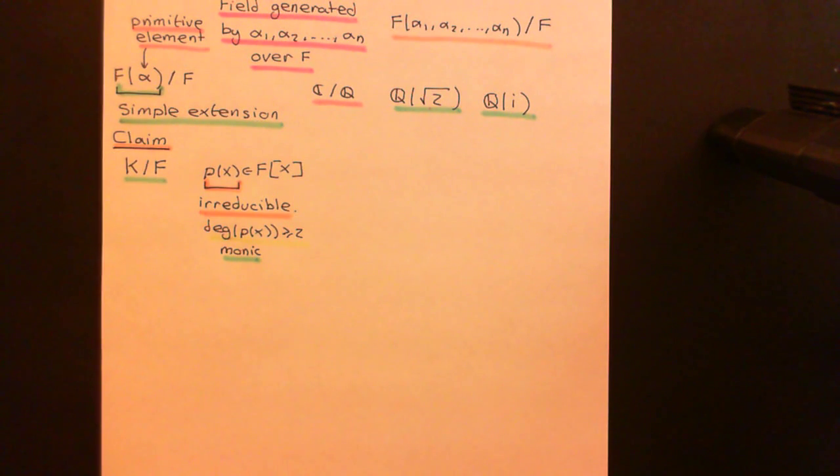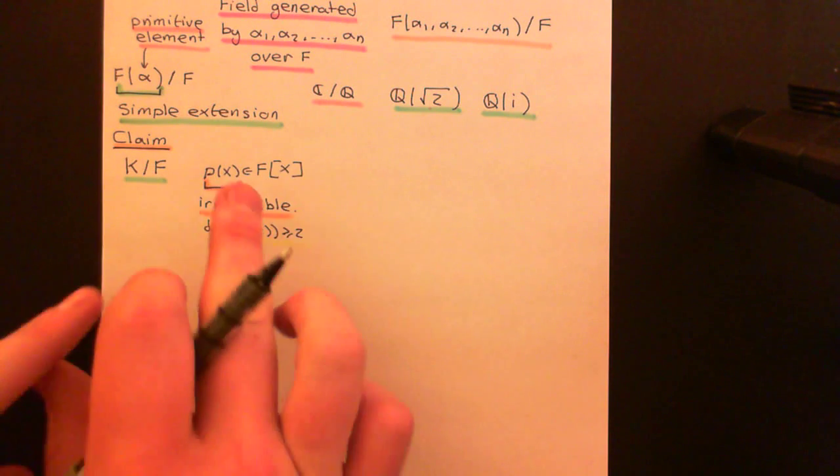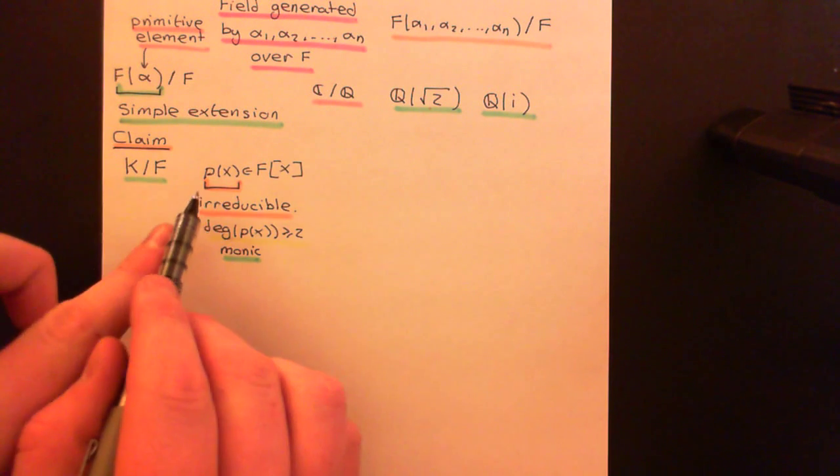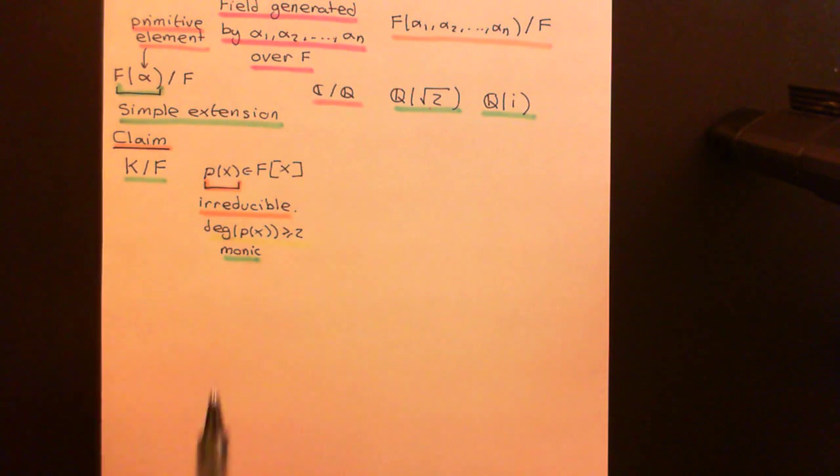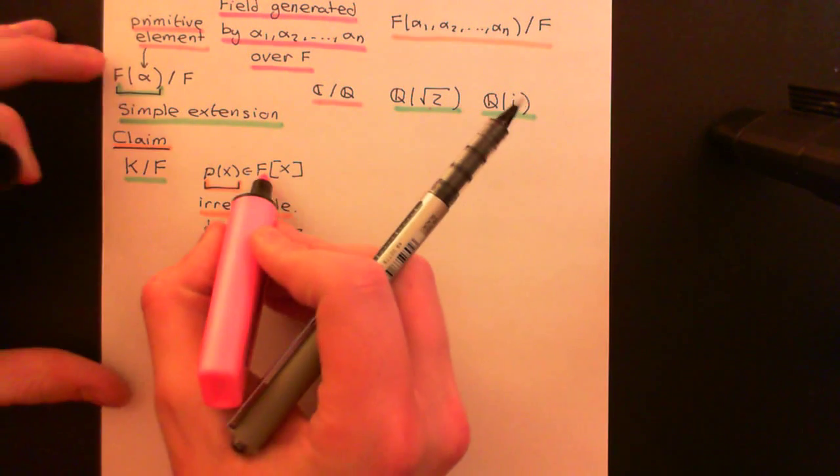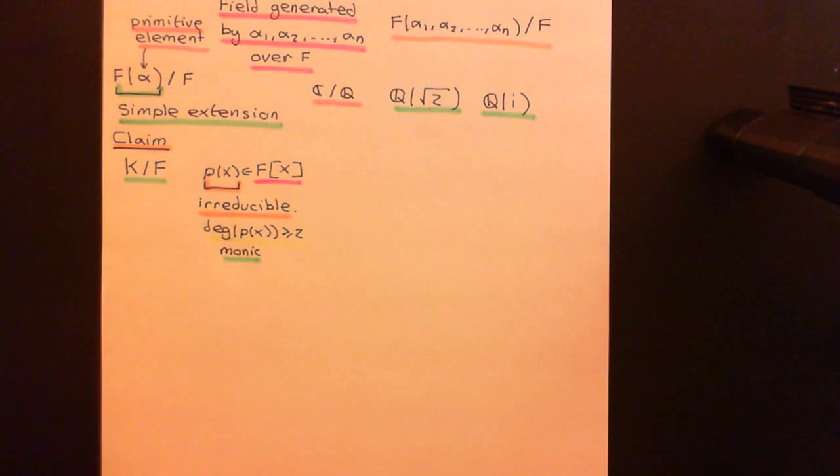Okay, and of course that will have no roots in the field capital F, because if it did have a root in the field capital F, then it wouldn't be irreducible in the ring of polynomials over that field, because it would have a degree 1 factor. Okay, so it's got no roots in the field capital F, but here now becomes the interesting thing.